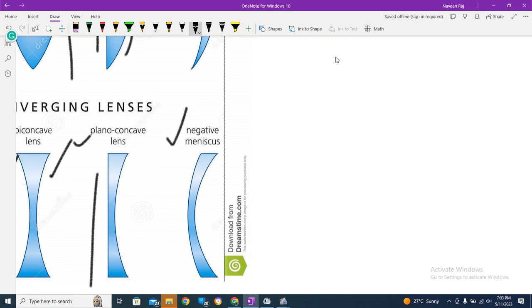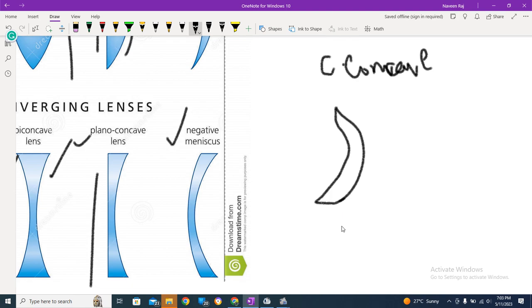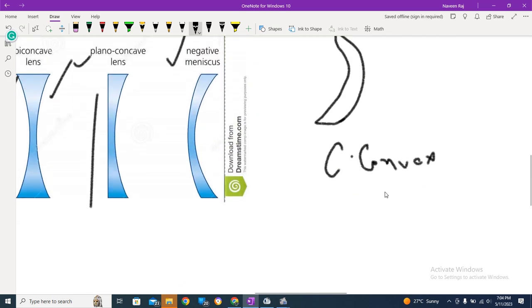Both lenses, one is convexo-concave. Now what happens is, this is convexo-concave, and once we have concavo-concave or convex. What happens in this case is it goes like this, like this, and like this. This is a bad one, leave it. I'm drawing another one.